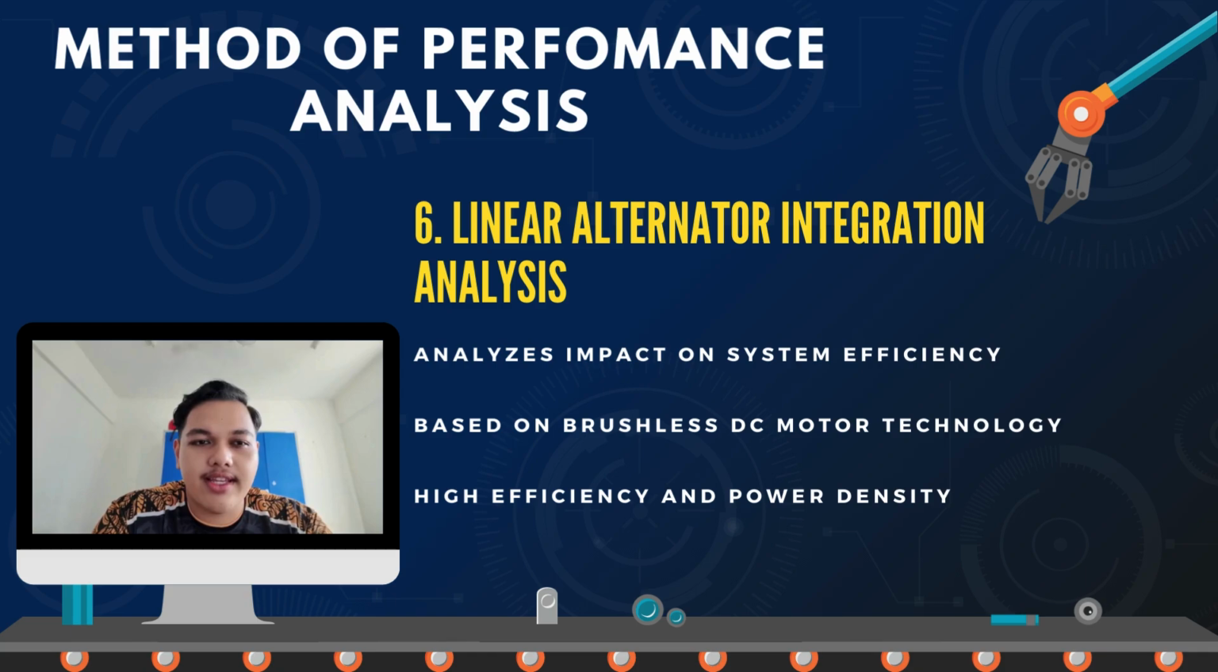And the last point is linear alternator integration analysis. So what it is, it analyzes the impact on system efficiency based on brushless DC motor technology. It also has high efficiency and power density.